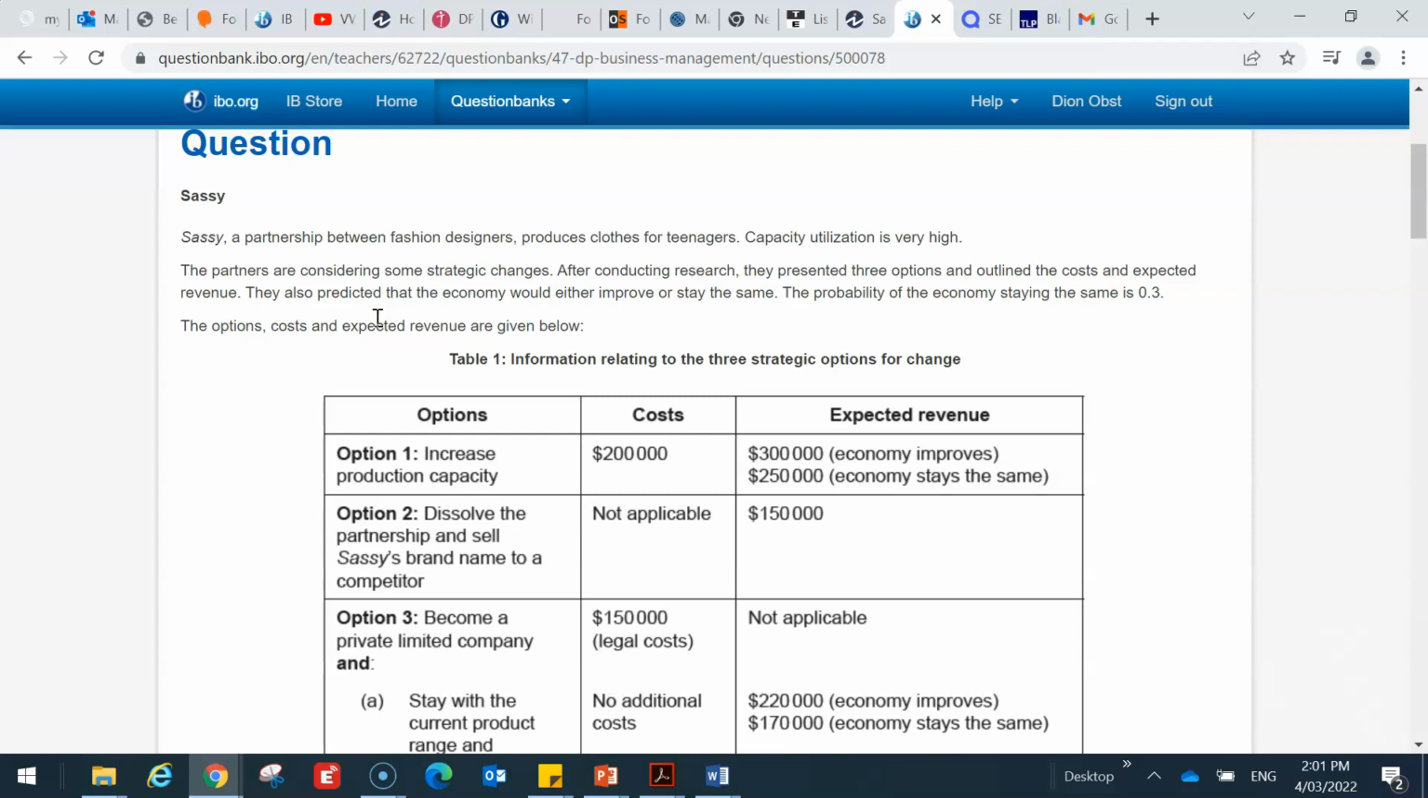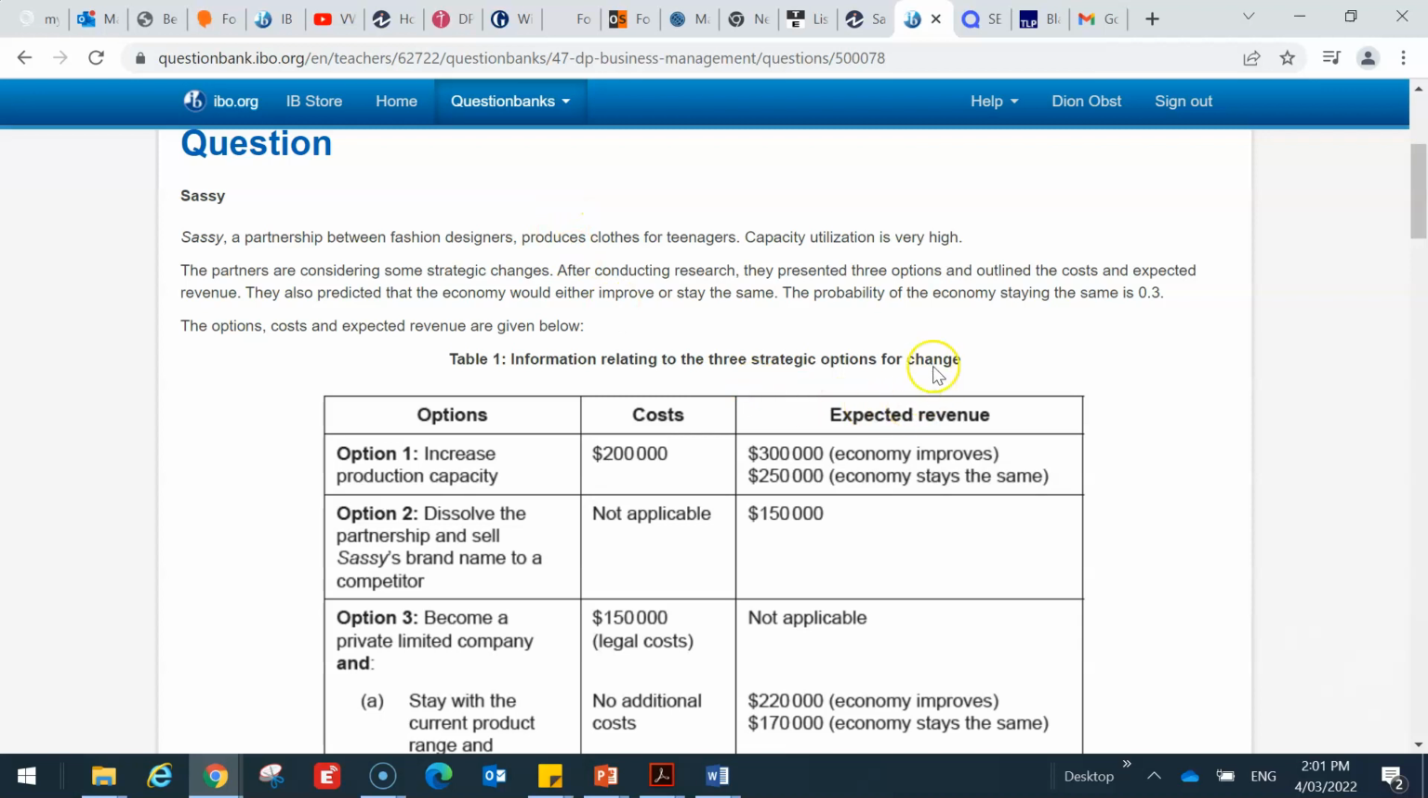So they expect the economy to either improve or stay the same. I had a very astute question the other day where someone asked, well, what if it worsens? Well, in this case, we're just under the prediction that it will improve or stay the same. It won't get any worse. So you don't have to deal with whether it gets any worse.